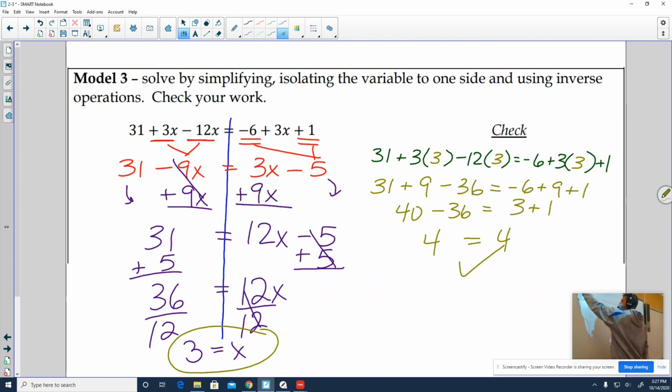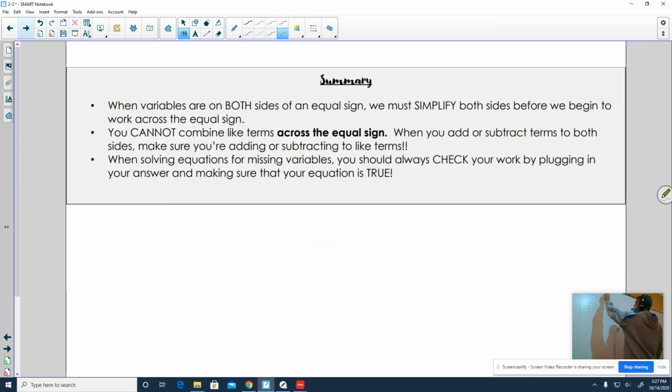Quick summary. When variables are on both sides of an equal sign, we must simplify both sides before we begin to work across the equal sign, which means make sure all your like terms are combined on the left and make sure all your like terms are combined on the right. You cannot combine like terms across the equal sign. You cannot. When you add or subtract terms to both sides, make sure you're adding or subtracting to like terms.